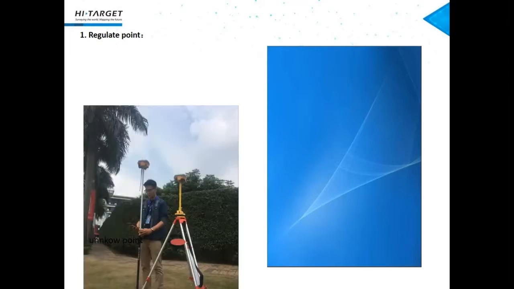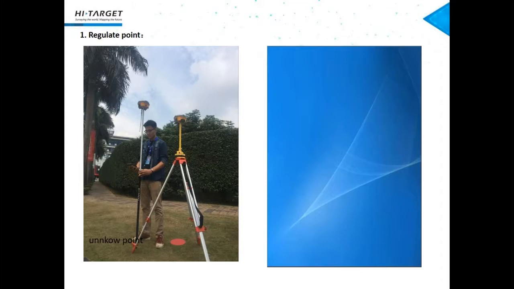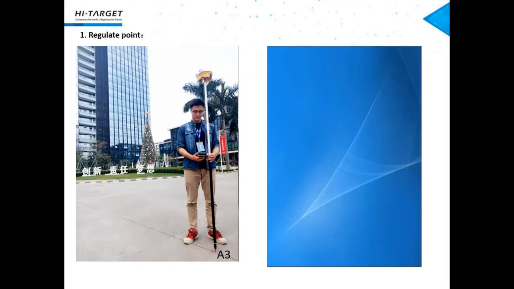You may set the base on the top of a roof, on high ground, or maybe on a mountain, and you will have a wide range with your rover. In this picture, you can see that we set the base station beside the road. Now here I show you the unknown point, and then we move our rover to A3 to do the regulate point function. And here I will show you a video of the steps.